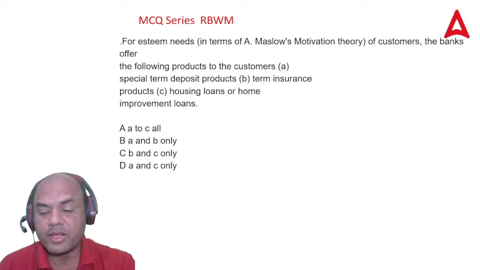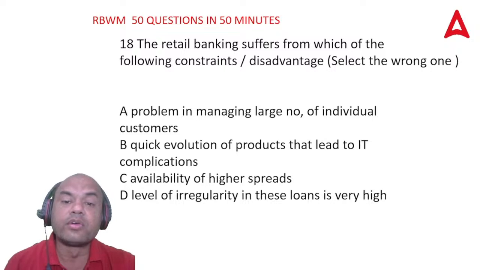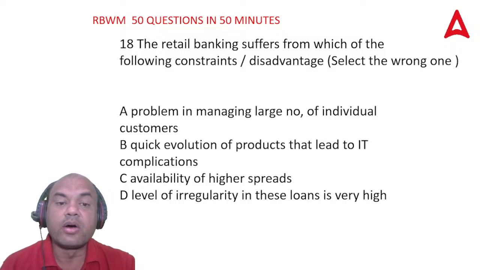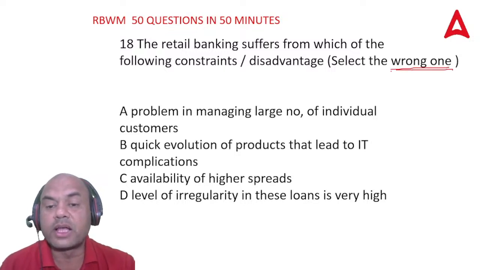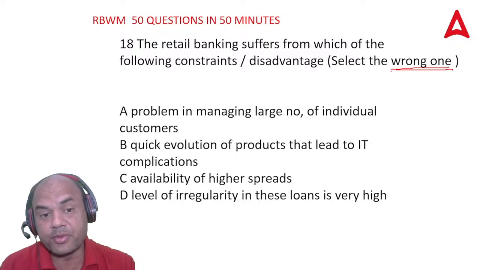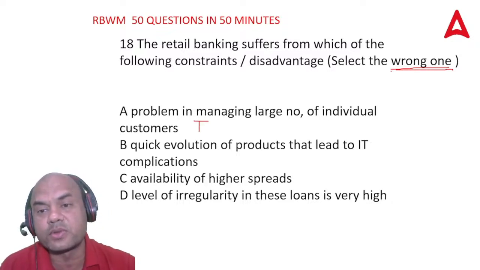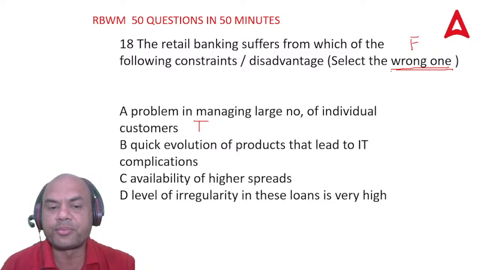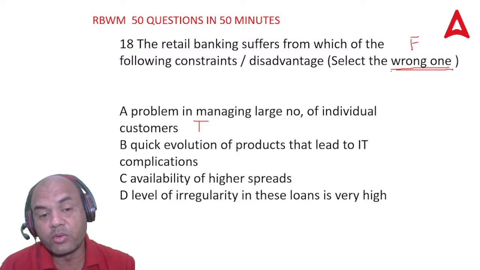Okay, this is a tougher one. The retail banking suffers from which of the following constraints or disadvantages? So for retail banking, we have to select the wrong one. What is the disadvantage? Problem in managing large number of individual customers. Large number of customers, yes, that is a problem, so that is true. We want to select the wrong one, so I'll write true and false. We have to select the false one. Managing large number of individual customers is true. Quick evaluation of products that lead to IT complications means, what is quick evaluation of products?